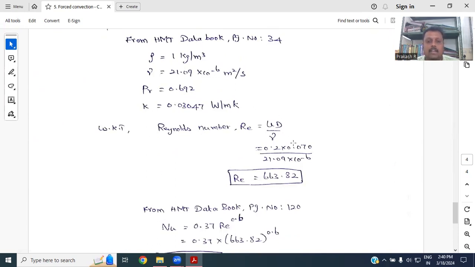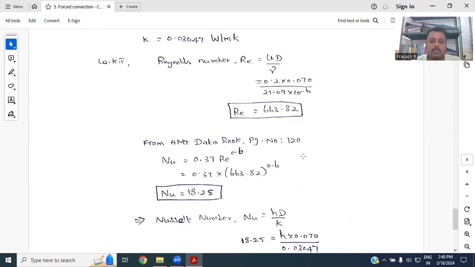And we need to find the Reynolds number value as usual, like in the previous problem. So Reynolds number Re is equal to U d by gamma, because it is a problem of sphere. For sphere and cylinder, the formula for Reynolds number is U d by gamma. For plate, it is U L by gamma. Therefore, we know the U value, D value, and gamma value. We can calculate the Reynolds number value as 663.83.